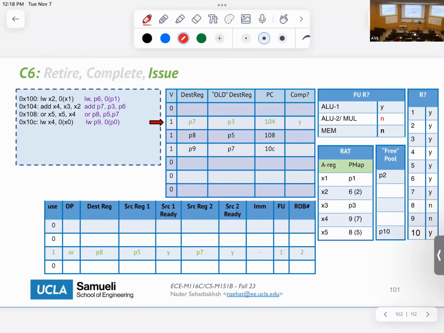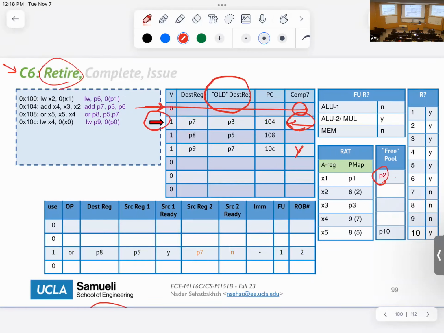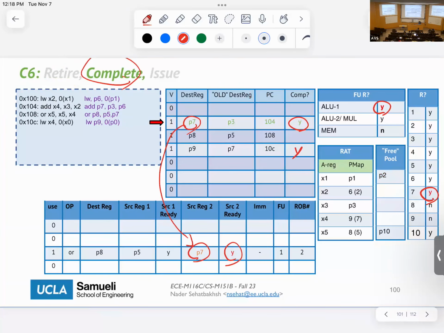There's another instruction that needs to be completed, I believe. Yeah, this one also needs to be completed. I'm not sure why I'm not putting it here, but this one should be yes as well, and this one should be yes as well. And then we move on from the complete stage. Then we go to the issue stage. Remember that these are yes.